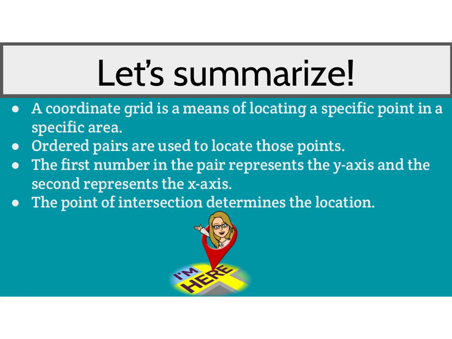So let's summarize what we've done here today. We learned that a coordinate grid is a means of locating a specific point in a specific area. We also learned that ordered pairs are used to locate those points. We learned the first number in the pair represents the y-axis, which is horizontal, and the second represents the x-axis, which is vertical. And we also learned the point of intersection determines the exact location.